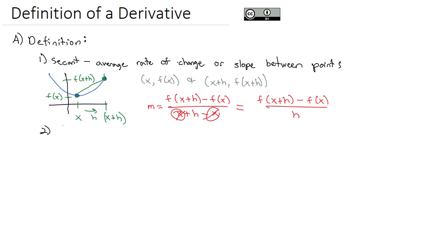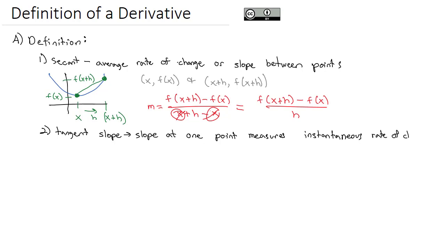However, we're not actually interested in the secant line, the average between two points. We want to know more about the slope of the tangent line. The tangent slope is the slope at one point that measures the instantaneous rate of change. How fast is it moving right now?